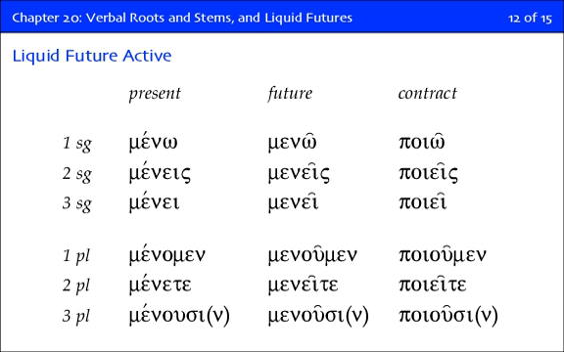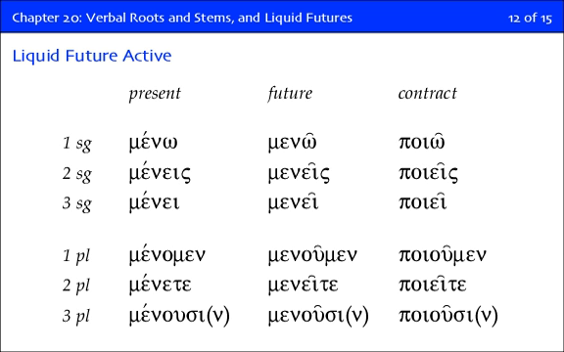Now, in case the future of meno looks kind of familiar, compare it to a present contract, like poieo. What do you have? Well, you have the same endings, don't you? It looks the same: poio, poies, poie, poiumen, poiete, poiusi. So you have the present of liquids, the future of liquids, and then you have the present of epsilon contracts kind of hanging around too, trying to confuse you.